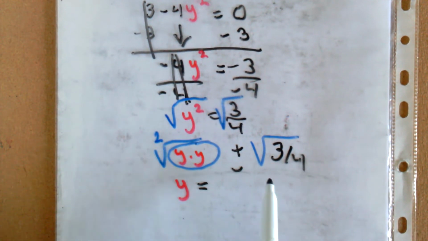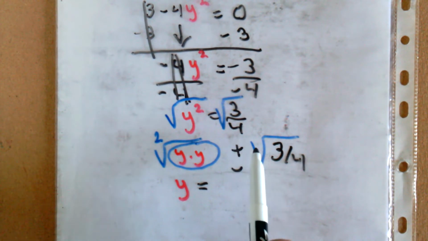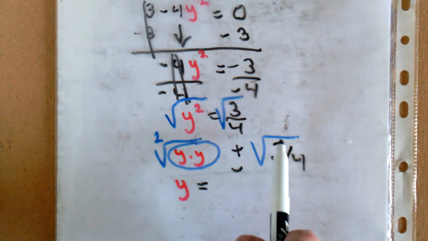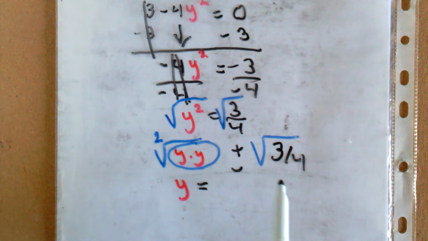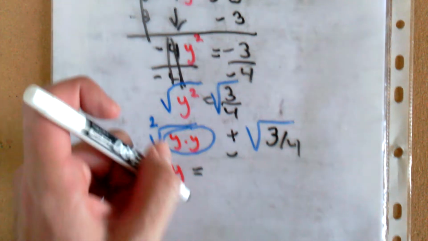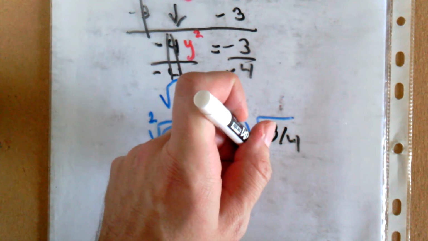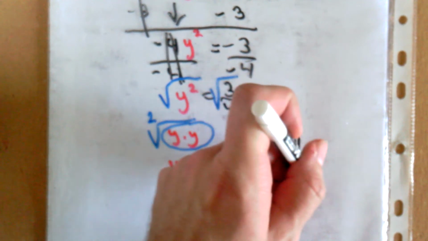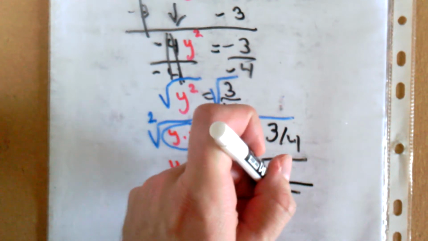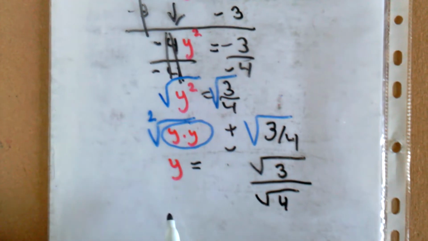But also remember that when we have a fraction and we have a square root, we can put the square root on the top of the fraction and the bottom of the fraction and write it individually. In other words, we can write it as the square root of 3 over the square root of 4. Now we need to simplify both.